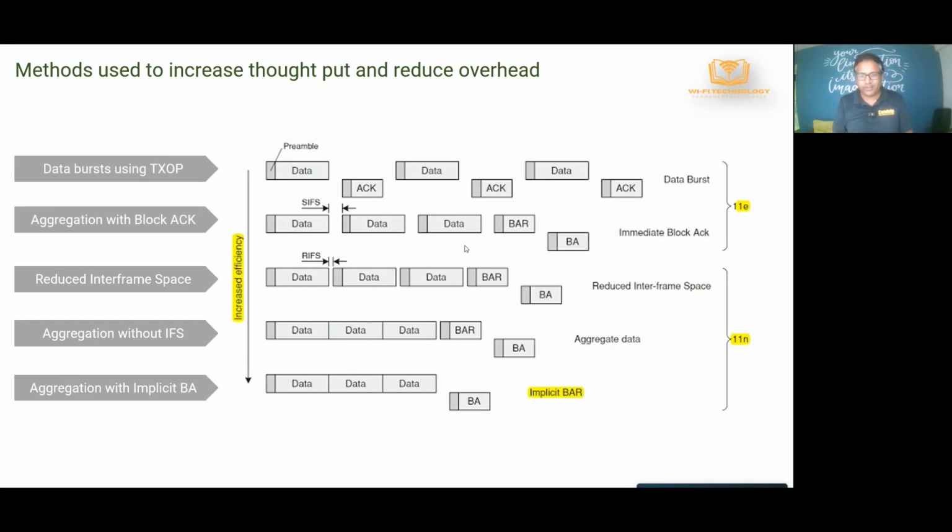And then in 11n, there are other methods introduced, such as something called a reduced interframe space, where you can pack the data frames even closer. And there are also concepts like immediate block ACK, delayed block ACK, and implicit block ACK, and all these other methods that are variations of the same concept of bursting data and then receiving the acknowledgement, basically trying to improve your medium utilization and the efficiency of the channel.